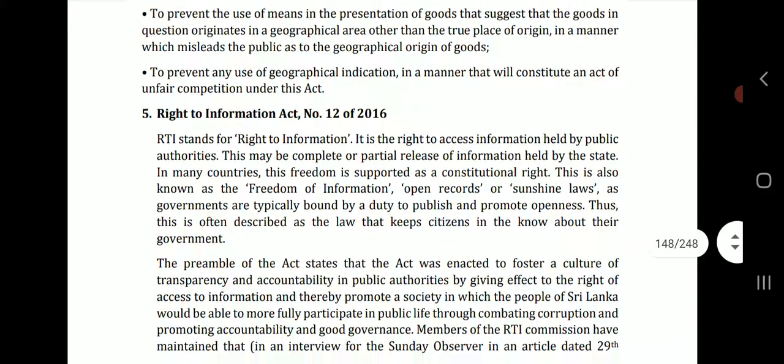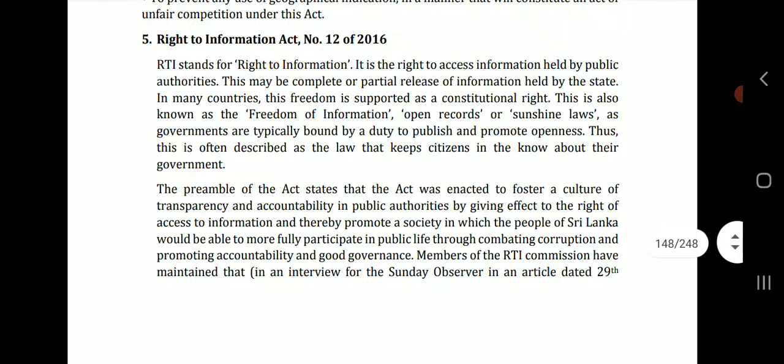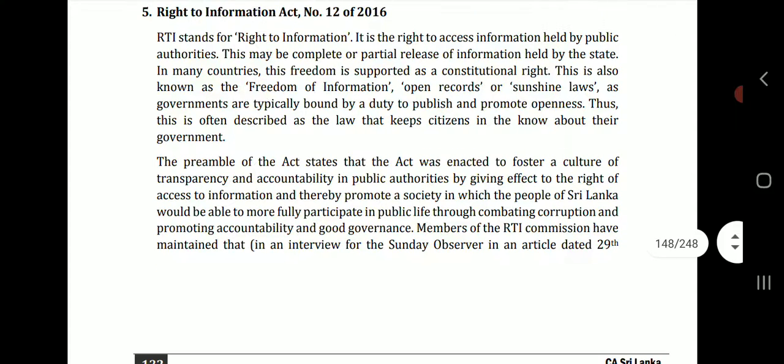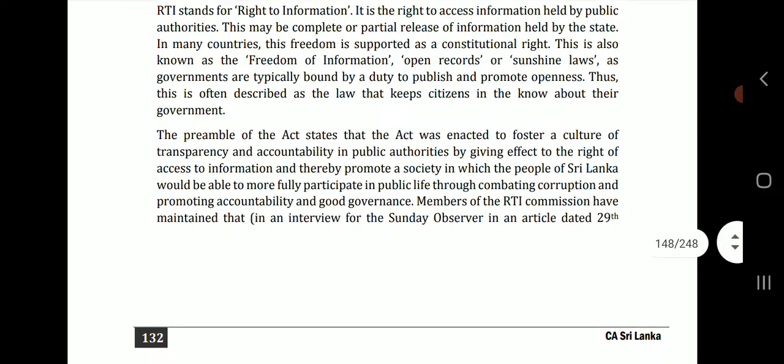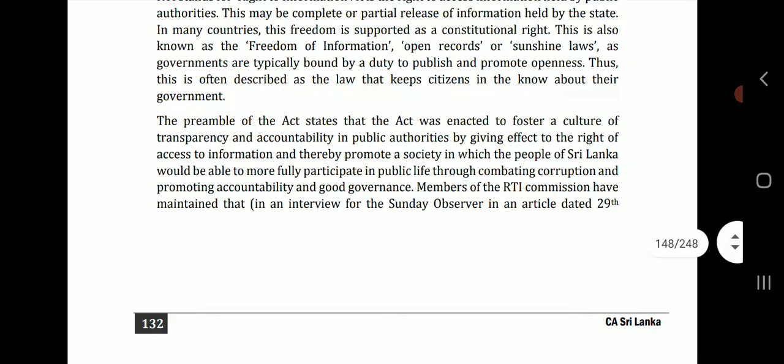And we'll get on to the right to information. This is a very recent one, enacted by the previous government. Right to information is the right to access information held by public authorities. This may be complete or partial release of information held by the state. In many countries, this freedom is a supported constitutional right. It is also known as freedom of information, open records or sunshine laws, typically bound by a duty to publish and promote openness. It is often described as a law that keeps citizens in the know about their government.